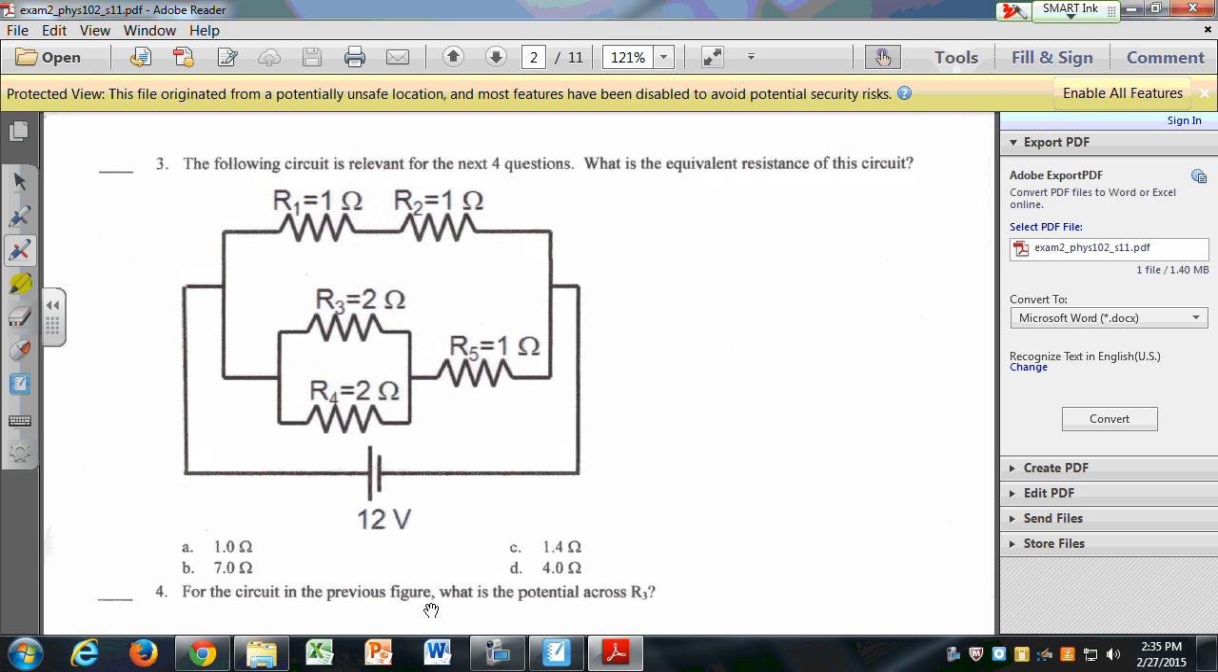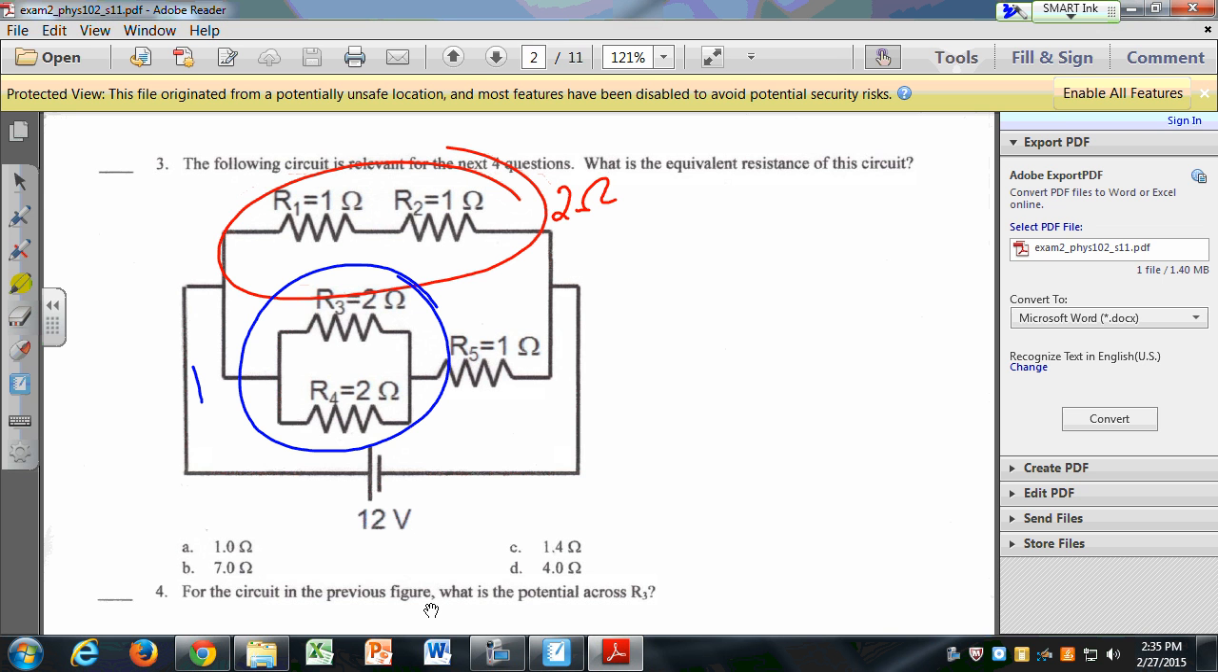On your test, you'll be able to write it. For some reason I added that R5 with the R1 and 2. Right. Okay. So this is 2 ohms. This is 1 ohm. All right, and then combining these two gives me 2 ohms. So that's a 2 ohm in parallel with another 2 ohm. That's 1 over a half plus a half, which is 1. So the answer is 1.